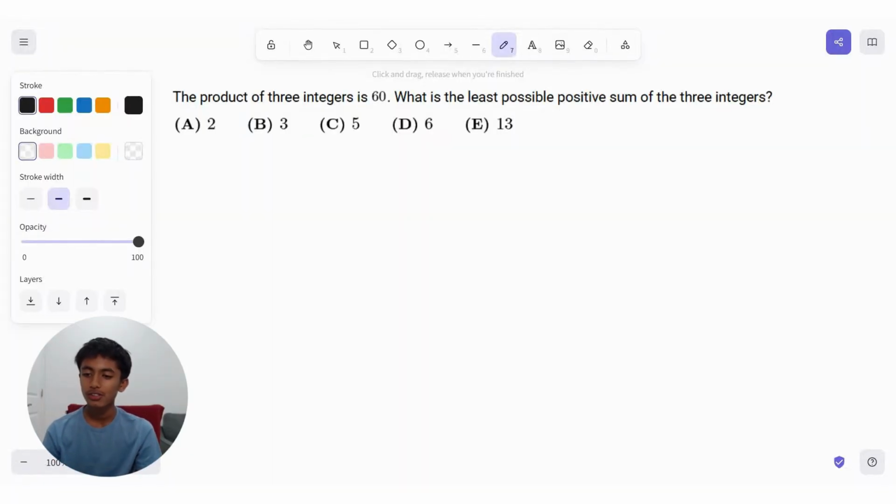So the product of three integers is 60. What is the least possible positive sum of the three integers?